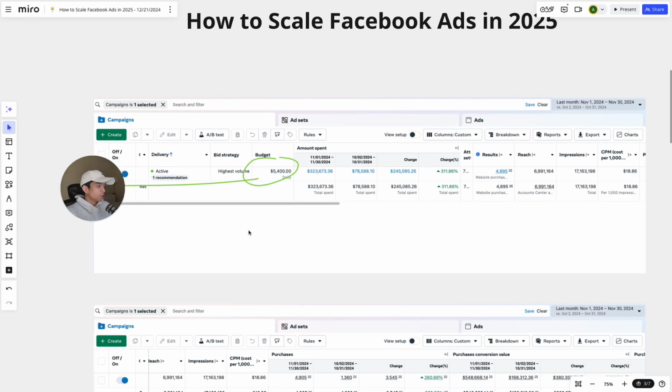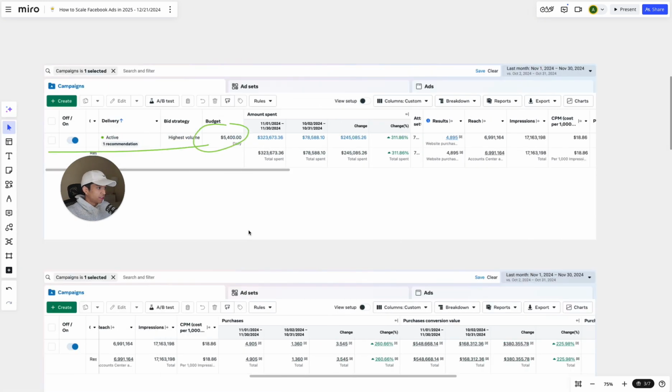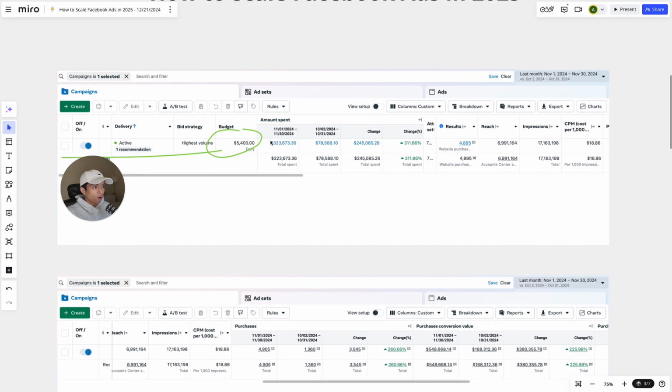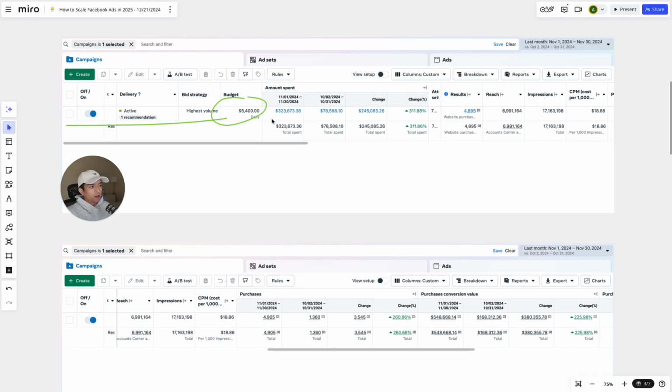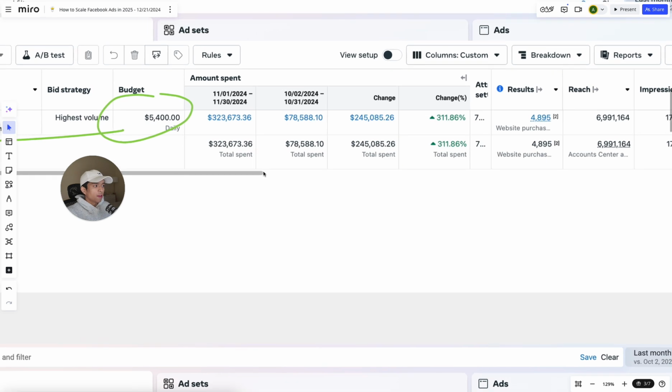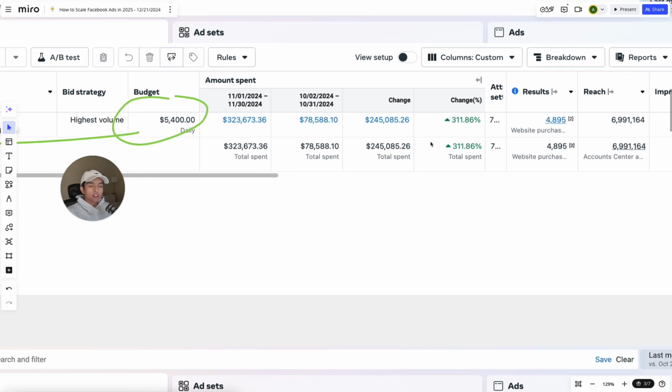So this is a screenshot from this brand's actual ad account. And as you can see, we did most of the scaling, or pretty much all of the scaling, inside of a single campaign. As you can see with this campaign here, we started off in 1 month at $78,000, and then we tripled or increased the ad spend by 300%, all the way up to $323,000 in a single month.